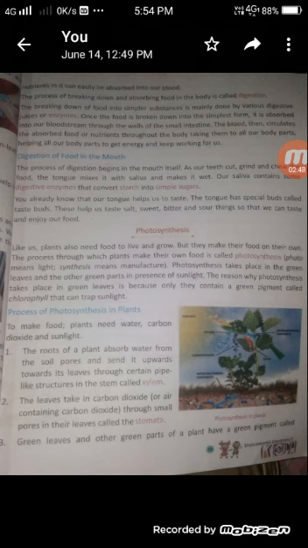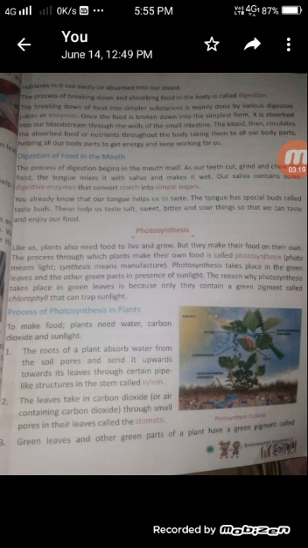Photosynthesis takes place in the green leaves and the other green parts in presence of sunlight. The reason why photosynthesis takes place in green leaves is because only they contain a green pigment called chlorophyll that can trap sunlight. Process of photosynthesis in plants.